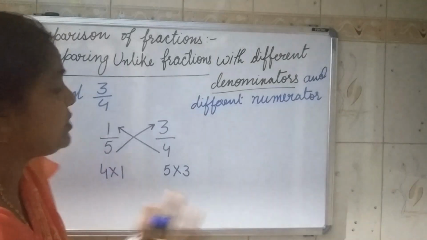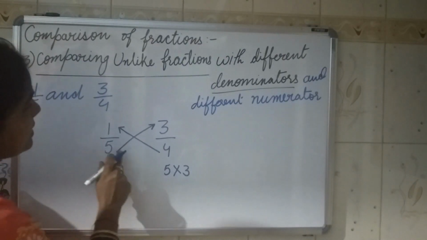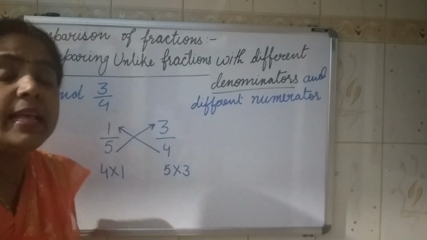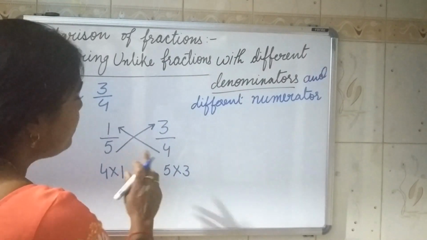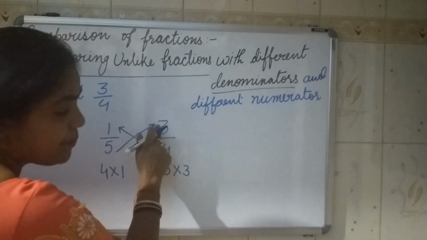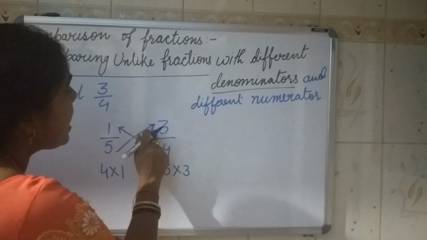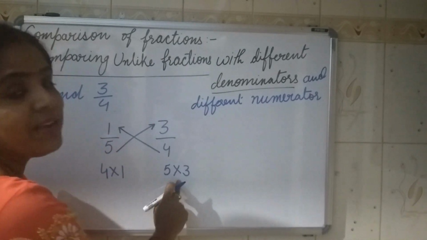Children are making a mistake. They are writing 5 into 3 on this side and 4 into 1 on this side. No, in that case, you will make a mistake. So always keep in your mind, you have to make this ray, and the tip of the ray, this arrow, is this side. That side only we have to write the number.